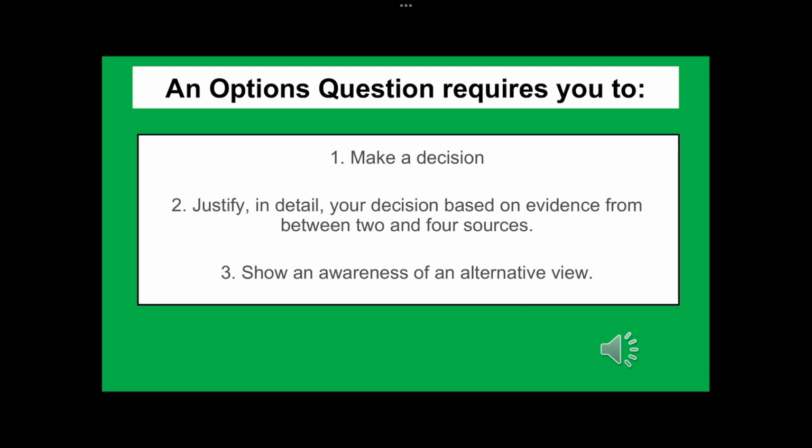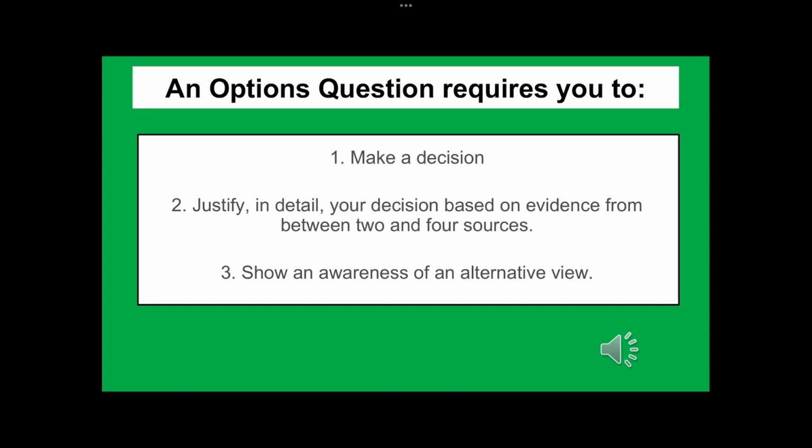So like I said, you're using similar skills and these questions appear similarly to support and oppose, but there are some key differences. In an option choice question, you're required to make a decision between 2 different options, again, that will be presented to you on the question. You then need to justify in detail your decision based on evidence between 2 and 4 sources. Usually that's going to be 3 sources, like all of the other skills, alright?